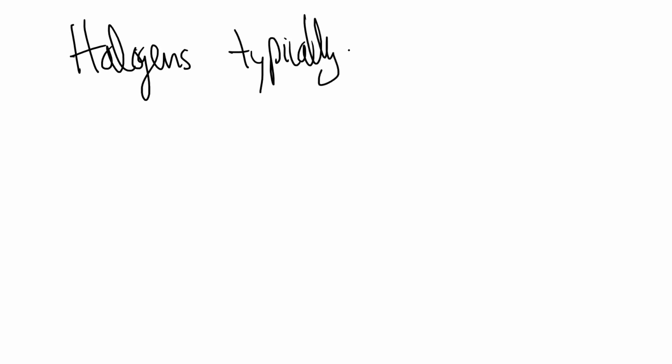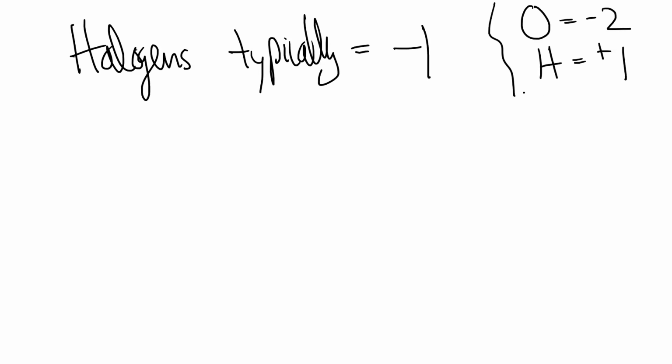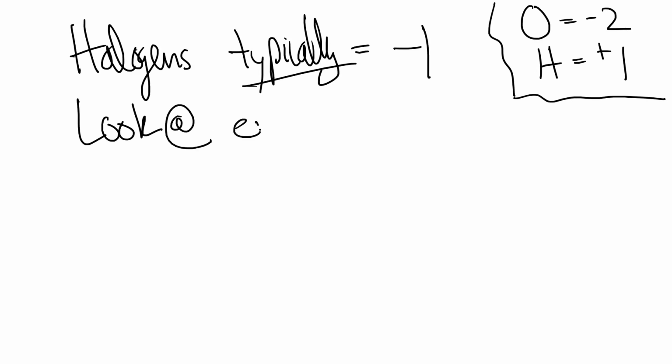Halogens are typically equal to -1, but again, there are more exceptions. The most common ones to remember: oxygen is equal to -2, hydrogen is equal to +1 when they're not on their own. These are very straightforward ones. They're very rarely exceptions. Halogens are typically -1, but there are a lot more exceptions to this. You must look at the electronegativity. Okay.